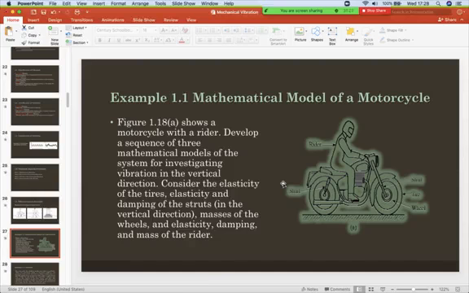Okay, we are going on to modeling of a motorcycle. As I mentioned earlier, motorcycles are not just built with the design of running, balancing, or whatever; the components have to come out with better quality, but it also has to consider the developed sequence of three mathematical models. What are the three? That really applies to the vibration in the vertical direction: elasticity of the tires, elasticity of the damping strut.